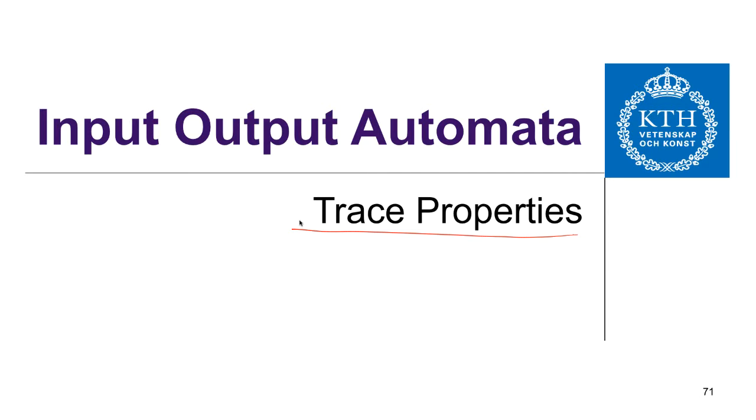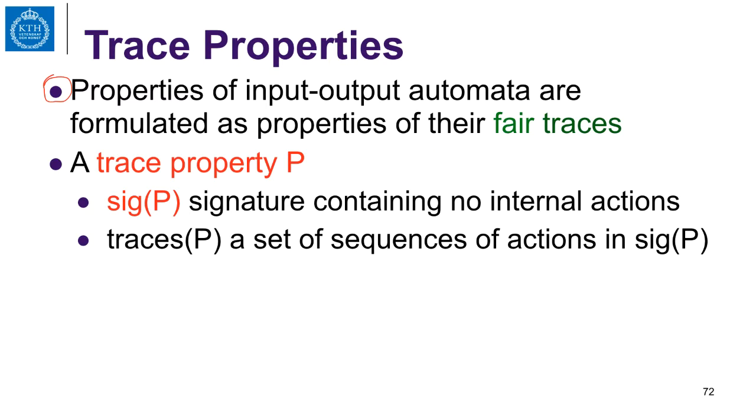Trace properties. Quite often we formulate a problem to be solved by an input-output automaton or an algorithm as a property on the sequence of events at the external interface of the automaton. We call these properties trace properties. Properties of input-output automata are formulated as properties of their fair traces.